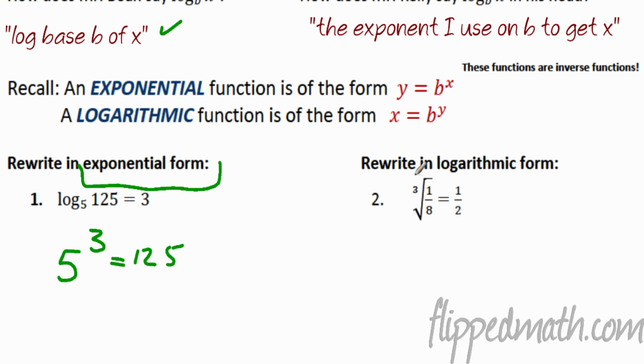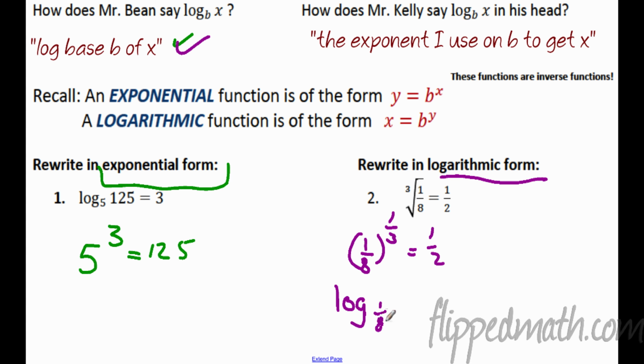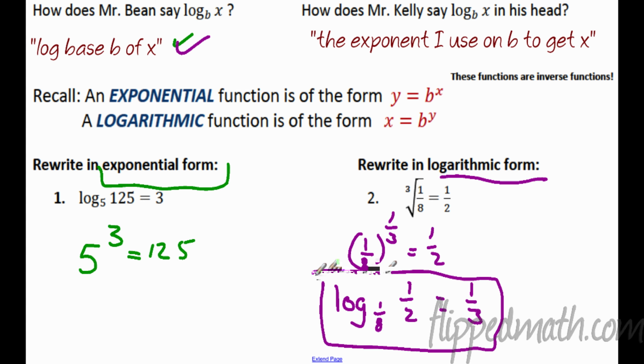Whew, how about this one? Well, let's rewrite this thing. So a cube root, remember, how do we write that as an exponent? This would be 1/8, and using the cube root, we'd have to raise that to the 1/3 power. That's what the cube root means. And so all that would equal a half. So saying it the way that I normally do, I say the exponent that I use on 1/8. So I would write this in logarithmic form: log base 1/8, because we're all about that base. The exponent I use on 1/8 to get 1/2 is 1/3. So that's how you write it in logarithmic form. Booyah! So that's those two.